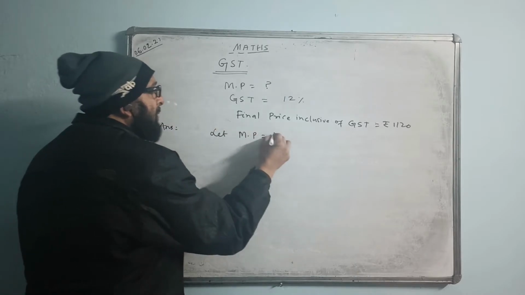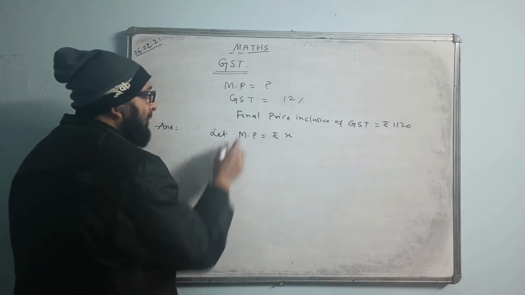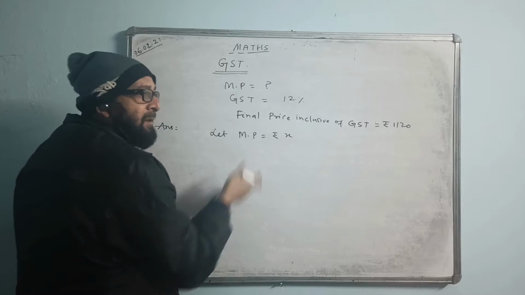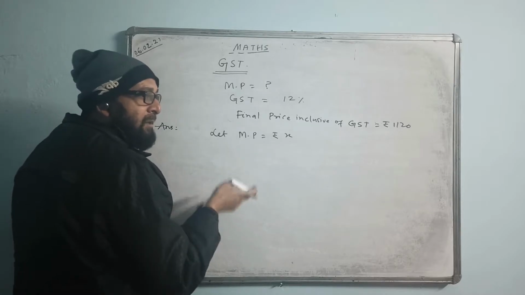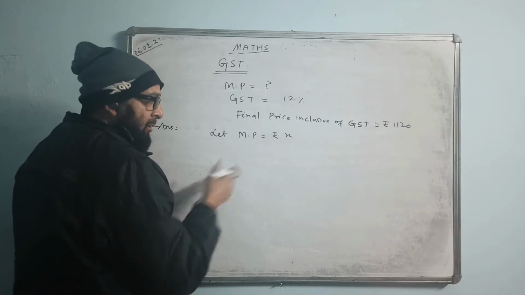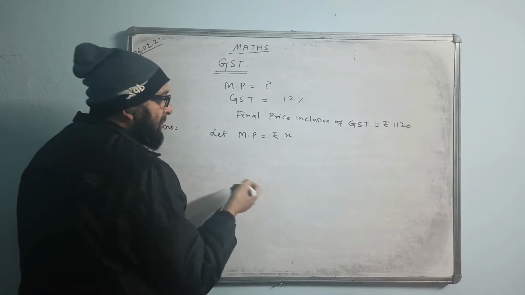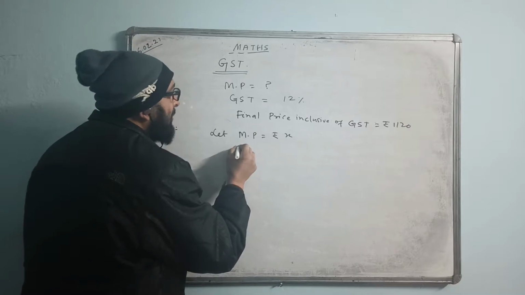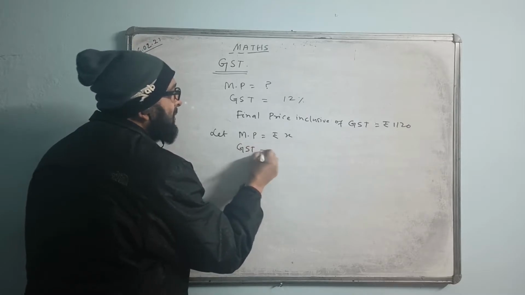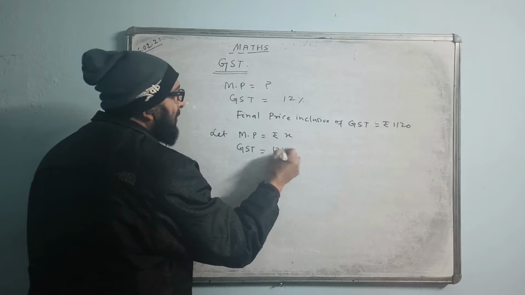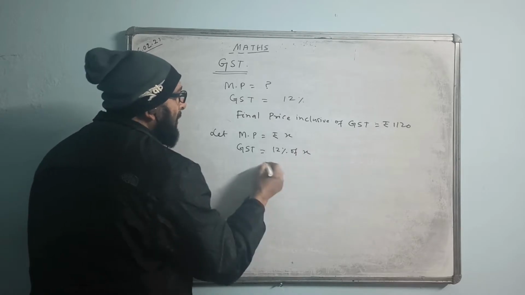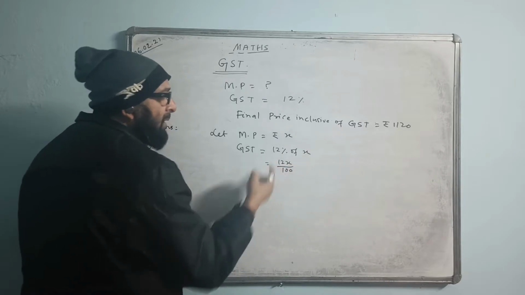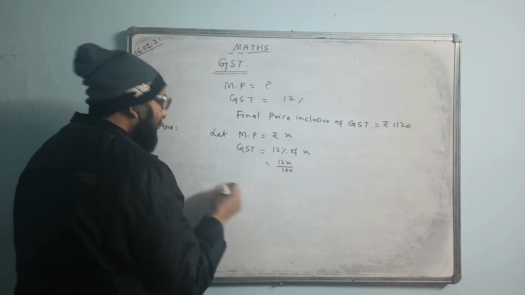Let the mark price be rupees X. Normal method we do. Mark price, printed price, quoted price, catalog price are all the same. Now write down GST. GST is 12% of X. This will come 12x by 100. You can keep it like this or you can cancel also, it's up to you.